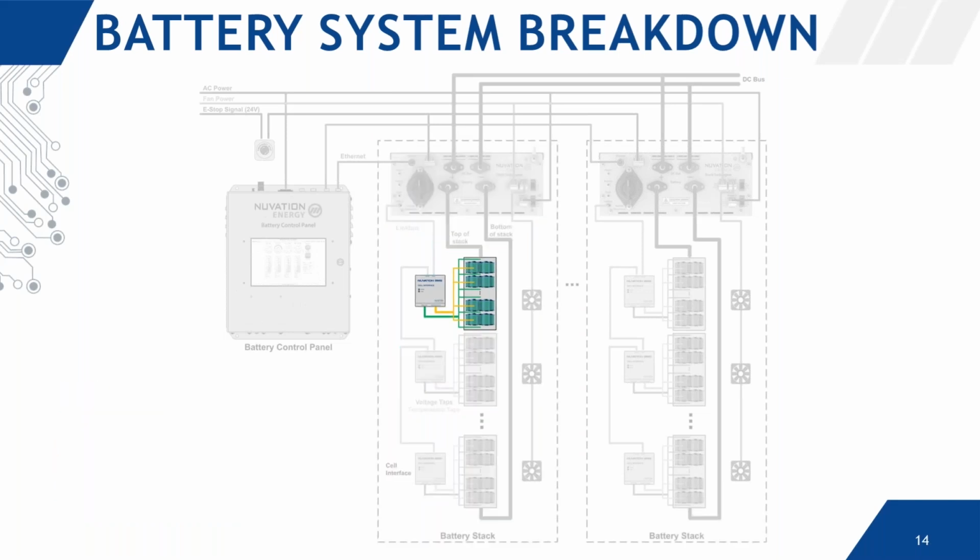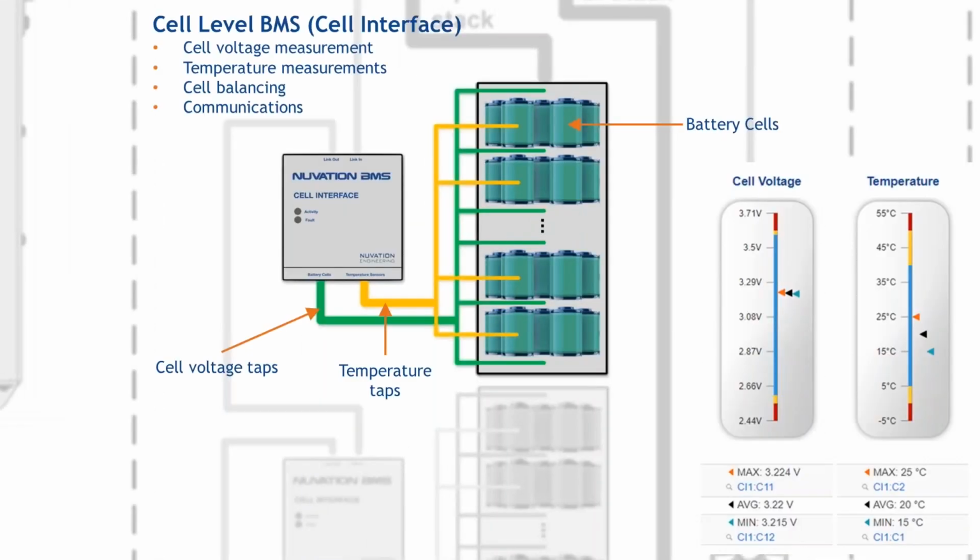Breaking it down even more, we can take a look at the batteries and the cell level BMS and see how they integrate. This is how we are getting data from the battery cells, and in our case, it's a product called our cell interface. If we take a closer look, we've got two cable harnesses that are coming from the BMS to connect to the batteries. The first is the voltage tap harness, which allows us to get cell voltages, and the second is the temperature harness to allow us to get temperature readings of either the cell or the module.